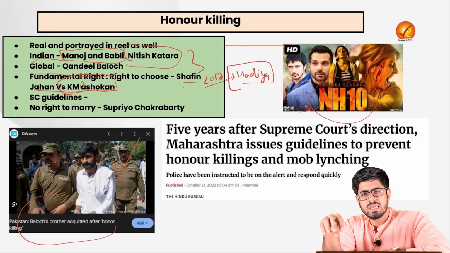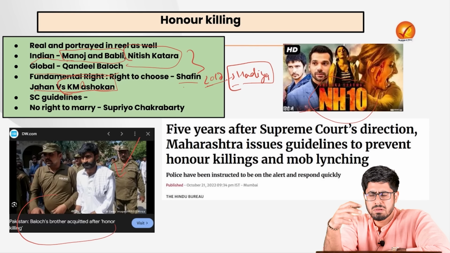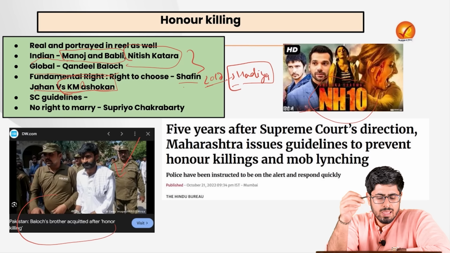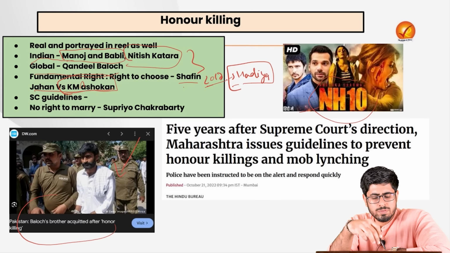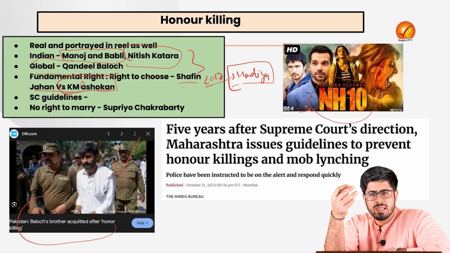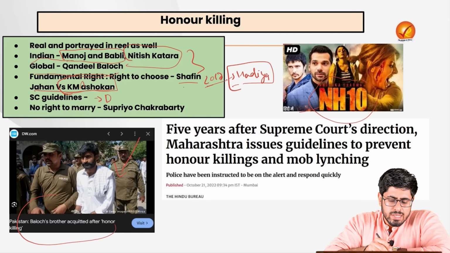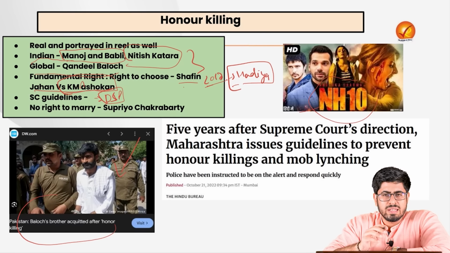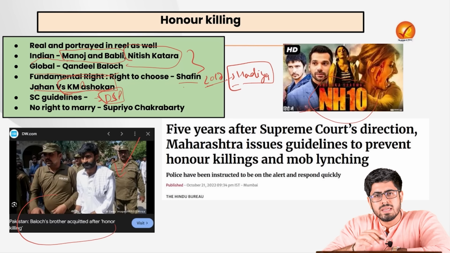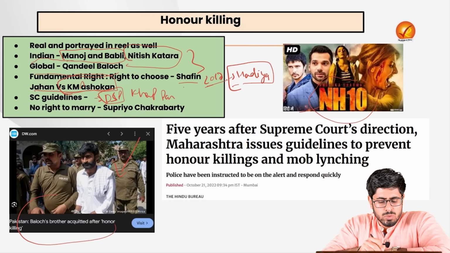But the Supreme Court actually gave every person the right to choose whomsoever they want to marry, and this came to be known as the Hadia case on the name of that woman. The official name is Shafin Jahan versus K.M. Ashokan. Also, after this case, because of the rise in violence and honor killing, the Supreme Court gave certain guidelines to prevent honor killing. They also wanted a DSP level officer to take cognizance of any such unlawful assembly that is being held, any Khap Panchayat that is seeking to pass certain orders to promote honor killing.